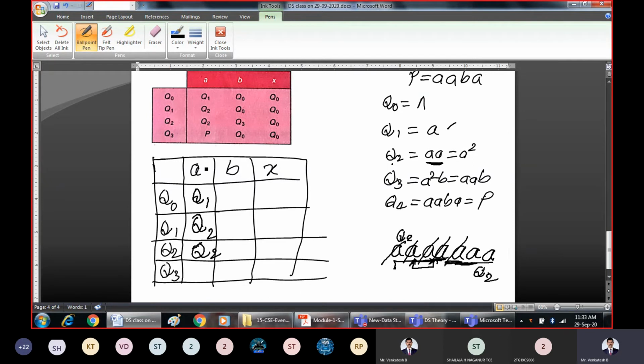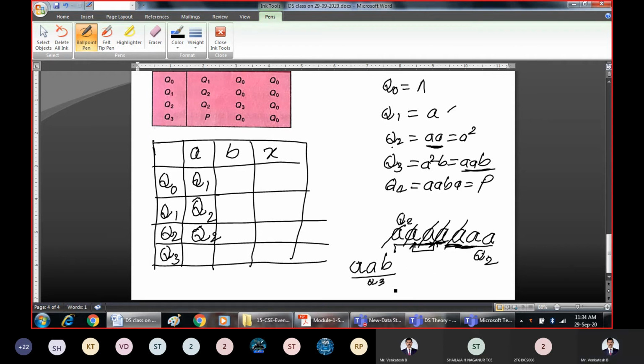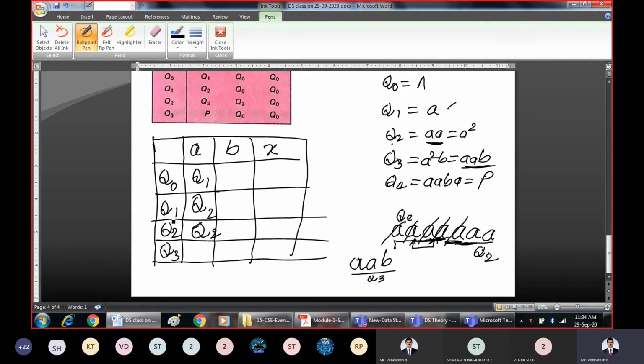Right? So assume another case. When you are in Q3 and you are reading a character called A. What is Q3? Q3 is AAB. And which character are you reading from this? You are getting a character A. That means, when you are reading AAB, you already have this AAB. What is this? It is Q3.